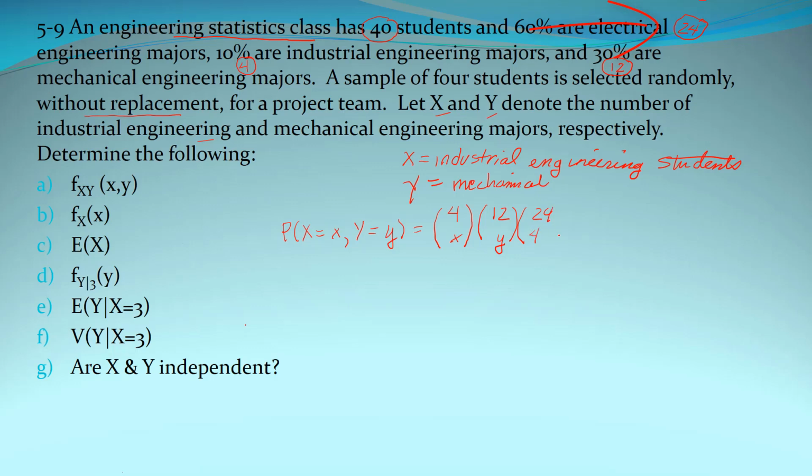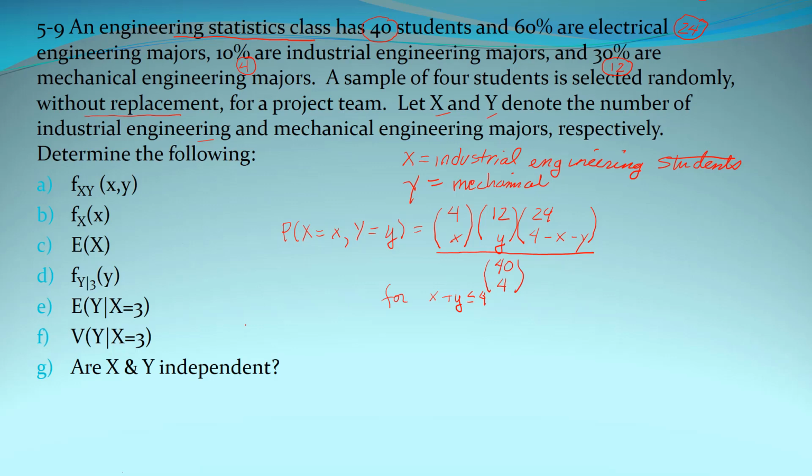So we can only choose 4 maximum. So 4 minus the number of industrial and mechanical students is how many different combinations we can choose of each one of those, divided by the total number of combinations we can choose. We've got 40 altogether, so the total number of combinations is 40 choose 4. And remember this is for x plus y less than or equal to 4.